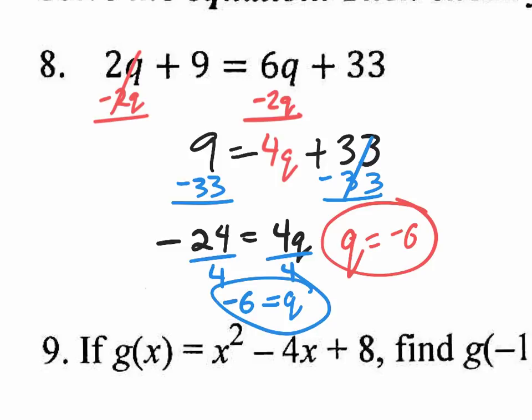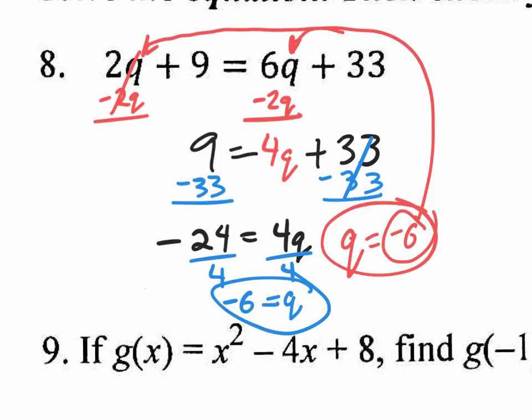That's your answer. If you wanted to double check it, you just take that negative 6 and put it right here and also right here and do the math and make sure that your left side equals your right side, which it does. 2 times negative 6 is negative 12. Negative 12 plus 9 is negative 3. And if you plug in negative 6 over here, that'd be negative 36 plus positive 33. That's negative 3 also. So negative 3 does equal negative 3. So you've double checked that it is the correct answer.